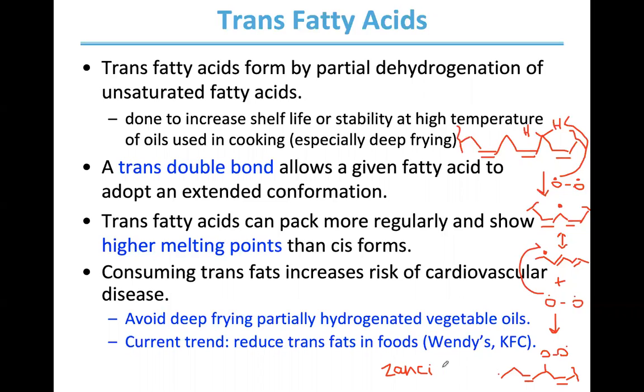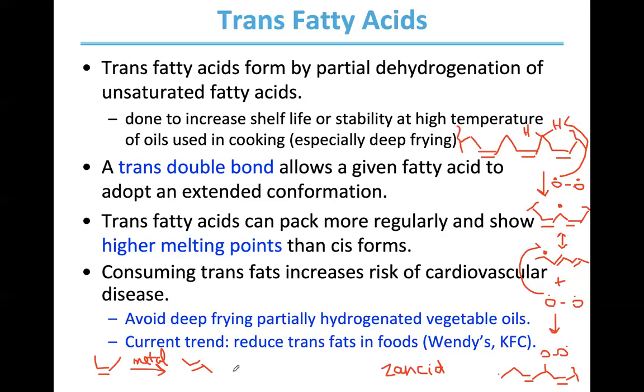And so what often is done in industry is these are partially hydrogenated to remove some of these double bonds. But unfortunately, what happens is metal catalysts are used, and these metal catalysts can often result in isomerization. In isomerization, when you go from a cis double bond, with some kind of metal, you get a trans double bond. And these are really bad for you.